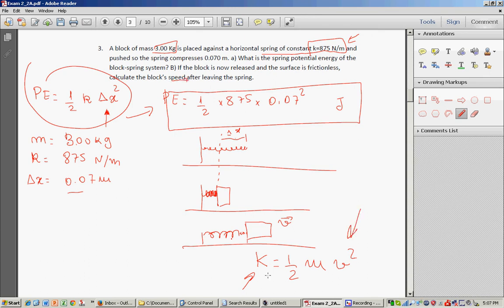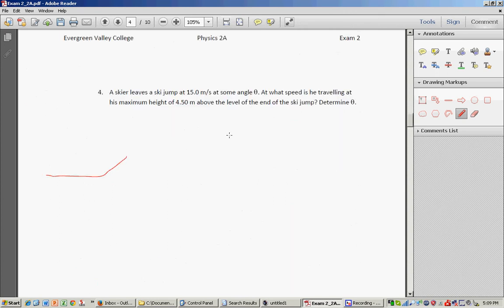So if you want to know what the block speed is, it's right here. We make our potential energy previously calculated equal to the kinetic energy. The mass is given, v squared, and then we can determine the speed. The speed is equal to the square root of 2 times the potential energy divided by 3. Okay, that is the problem number 3.